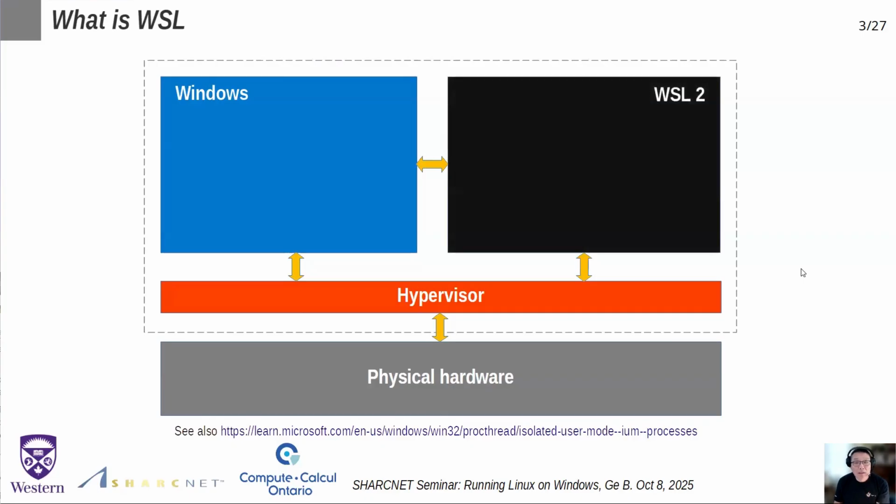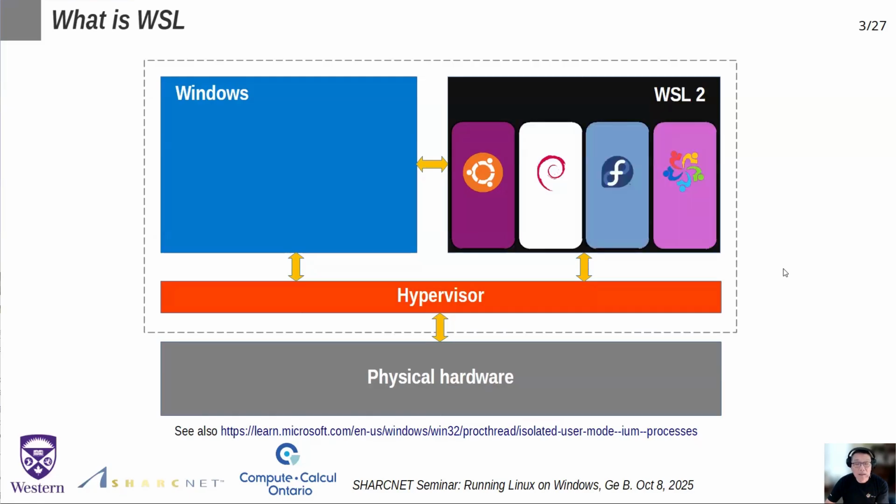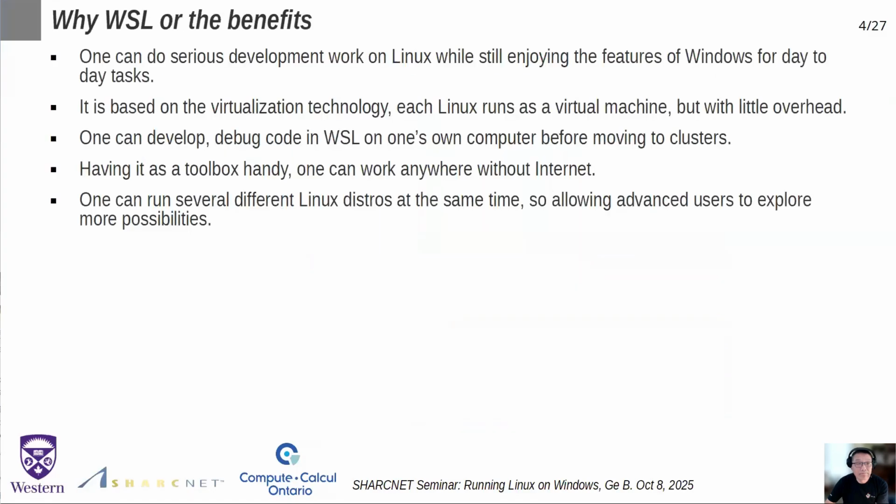Windows Subsystem for Linux, or WSL, is a subsystem isolated from Windows, allowing the execution of Linux inside. With WSL, one can run one or several Linux operating systems inside Windows. So why WSL, or the benefits? Well, one can do serious development work on Linux while still enjoying the features of Windows for day-to-day uses.